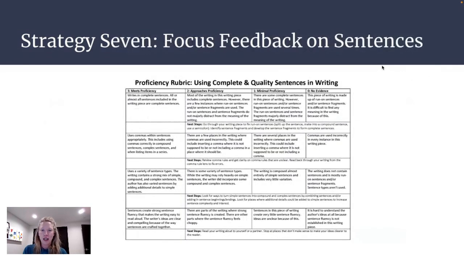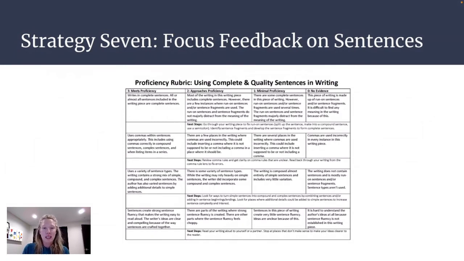And then the last strategy is to focus our feedback on sentences. I know that I'm guilty of this. What I do a lot of times when I'm doing a writing rubric for a longer writing piece is I might have 6 to 7 different pieces of criteria that I'm using, where I'm focused on the introduction, the organization, word choice. And then I have this criteria at the very bottom that says writing conventions. And that is the only place that I'm giving feedback and grading on sentences.